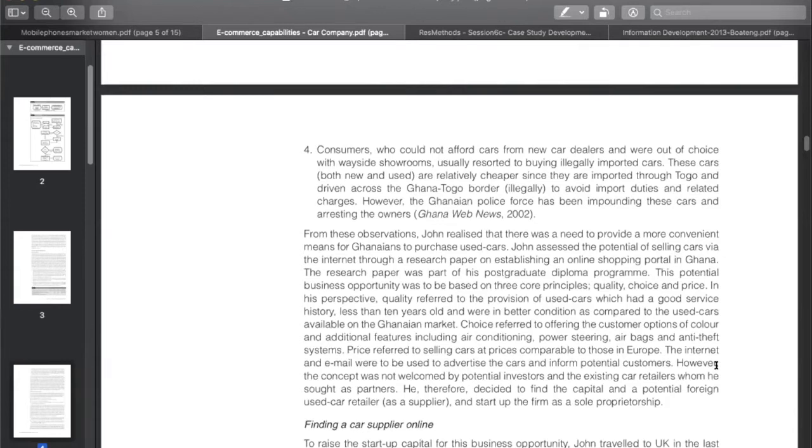John assessed the potential of selling cars via the internet through a research paper on establishing an online shopping portal in Ghana. The research paper was part of his postgraduate diploma program. This potential business opportunity was to be based on three core principles: quality, choice, and price. In this perspective, quality referred to a provision of used cars which had good service history, were less than 10 years old, and were in better condition as compared to used cars available on the Ghanaian market.